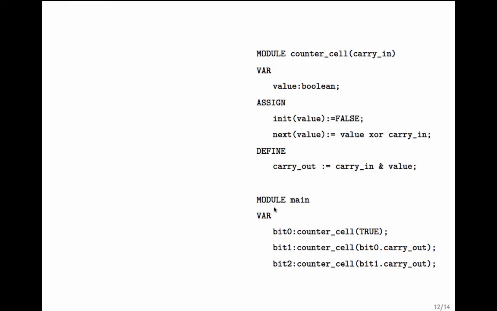In the module main, there are 3 instantiations of module counter cell. The first one, bit 0, has a carry in of true always. Bit 1 instantiates counter cell with the carry out of bit 0. Bit 2 instantiates counter cell with the carry out of bit 1. We will slowly try to understand this code by simulating this.